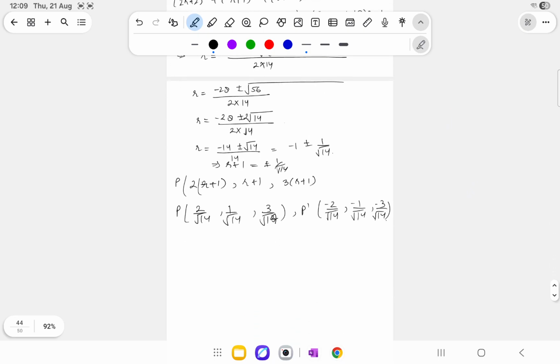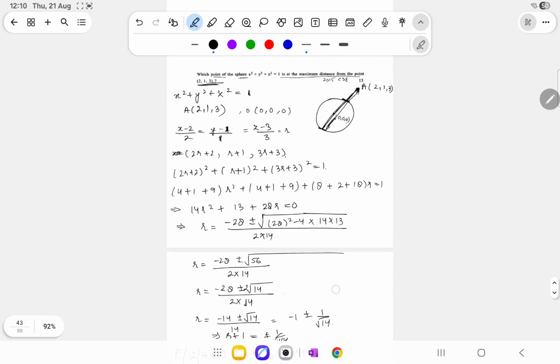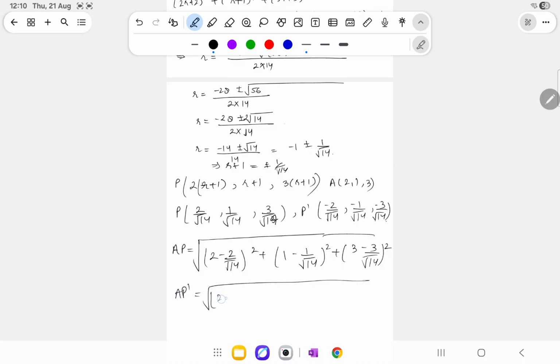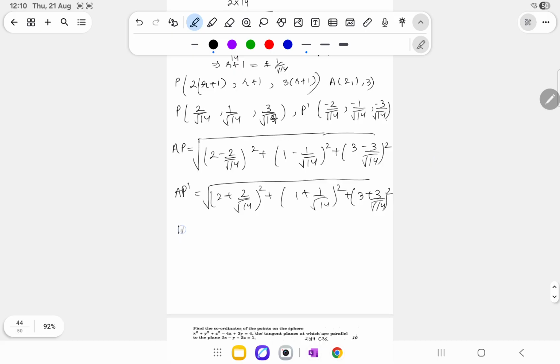Now I just need to check at which point it is at minimum distance and at which it is at maximum distance. I'll do that by calculating AP and AP dash to get the distance. My A is 2, 1, 3. So my AP will be 2 minus 2 by under root 14 square plus 1 minus 1 by under root 14 square plus 3 minus 3 by under root 14 square, and my AP dash is 2 plus 2 by under root 14 square plus 1 plus 1 by under root 14 square plus 3 plus 3 by under root 14 square. By observing, my AP dash is greater than AP. So my P dash is the farthest point.